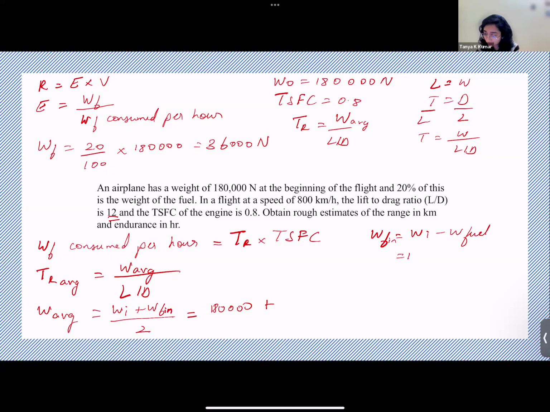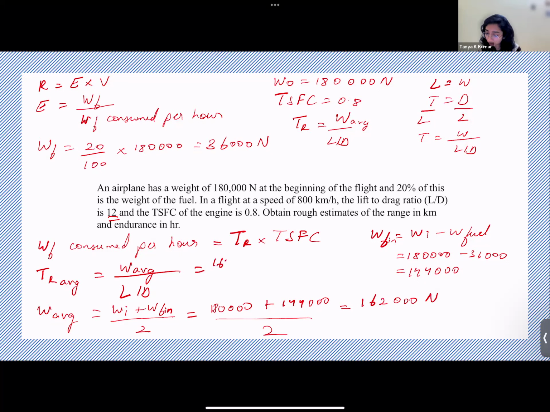Initial weight was 180,000. Weight of fuel was 36000. So what is the final weight? You have 144000, correct. So 144,000 by 2. And what is this quantity? 162,000 newtons, right? So you put this here.